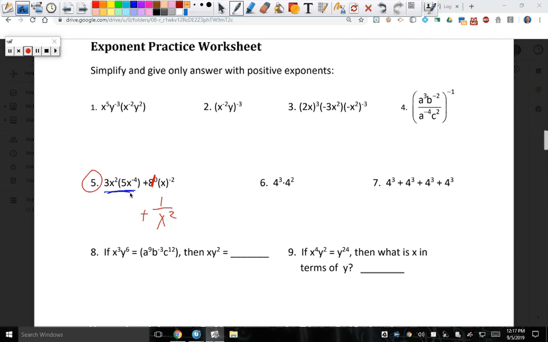This piece, this negative 4 is applied to what? Is it applied to the x or the 5 and the x? It's just the x. Because if it was applied to the 5 and the x, it would look like this with parentheses. So let's move this to show 5 over x to the 4th, which will be multiplied with 3x squared over 1.